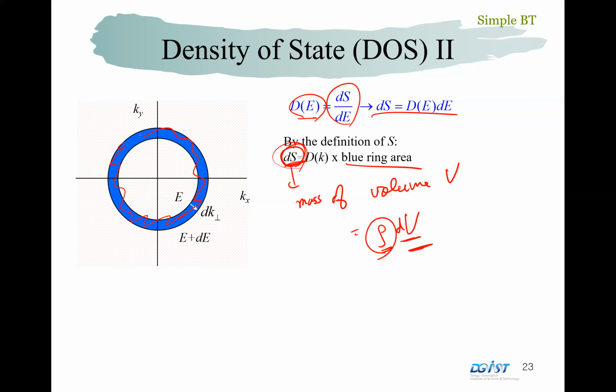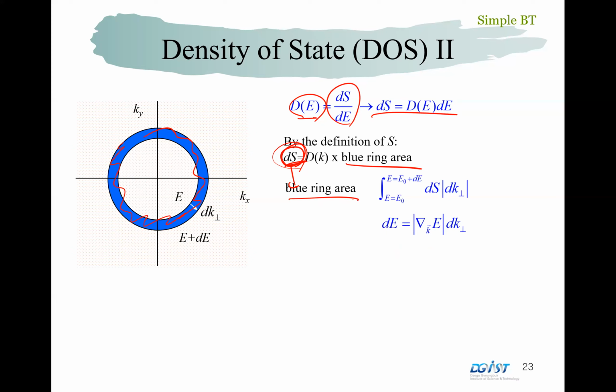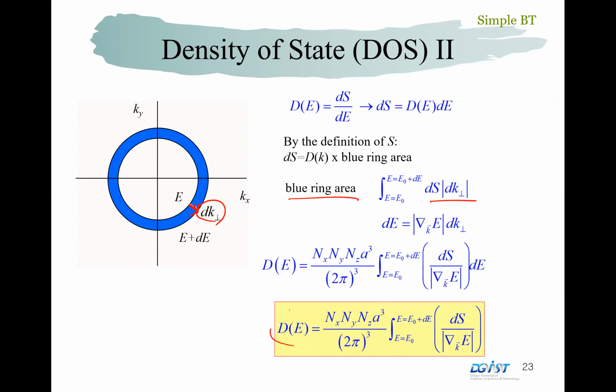So if you take the total integral, you can obtain the number of states. That's what we need to calculate many physical quantities. The blue ring area is what you can calculate as dS multiplied by this direction, dk perpendicular. And somehow we have such a relation: the density of state is given by the surface element dS divided by the gradient of the energy, taking the volume integral. Okay, the details of the mathematics are not important, but you have to understand the physical meaning of the density of state.